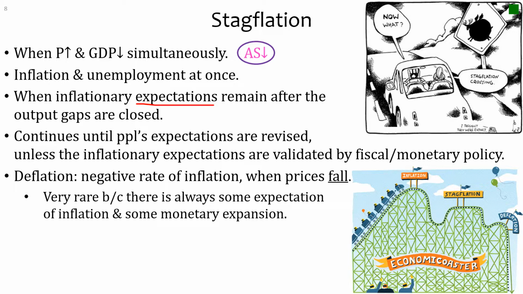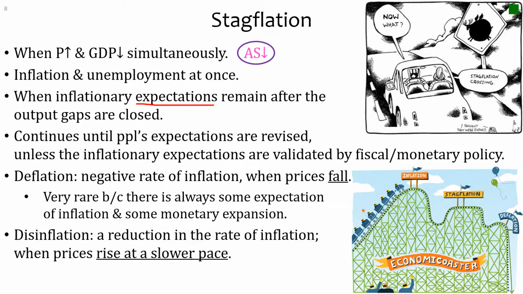I love this picture, by the way. When the roller coaster is going up, that's kind of like inflation. And then it goes down, it's kind of like a recession. Stagflation is when things are stagnant and the prices are high, and deflation would be when things really go down. There is something that's more common, and that's disinflation, a reduction in the rate of inflation, when the prices rise but at a slower pace, and that's due to a monetary contraction. So if the inflation rate drops from 3% to 2%, that's called disinflation. Write that down.